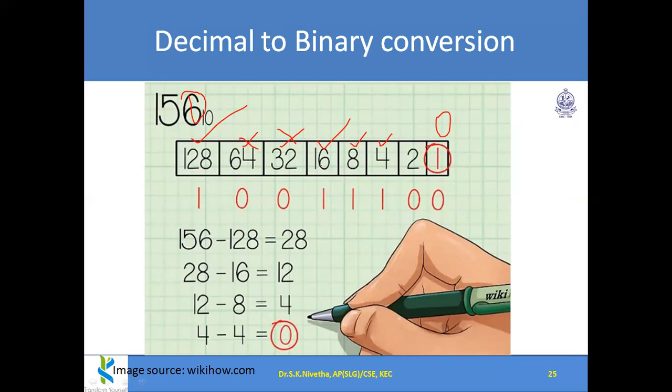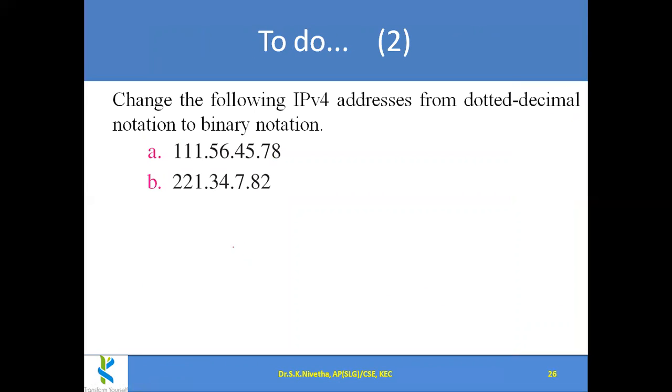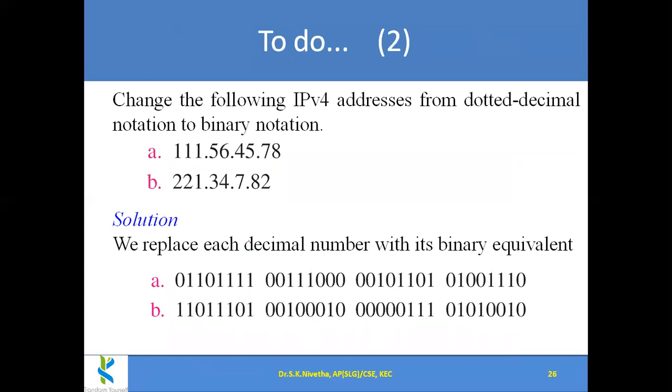128 plus 16 becomes 144. 144 plus 8 becomes 152. 152 plus 4 becomes 156. That's all. No need of anything else. So 100, 111, and these two are not required. So in that way also we can convert. So we can convert all these decimal octets into binary in the same way. So this will be the answer. You can cross verify. Do it on your own, have a practice, and you can cross verify.